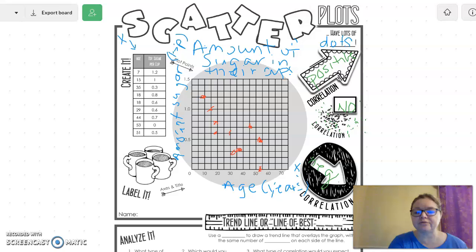So it does appear that over time, there is a trend that is negative, meaning it's going down from left to right. And I'm going to draw a little line in here. This is called a line of best fit.